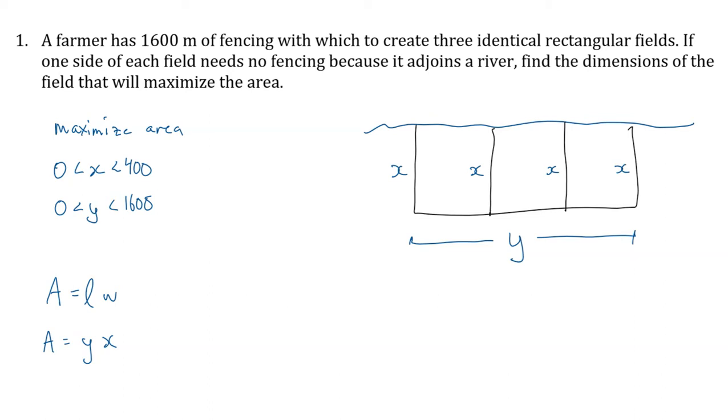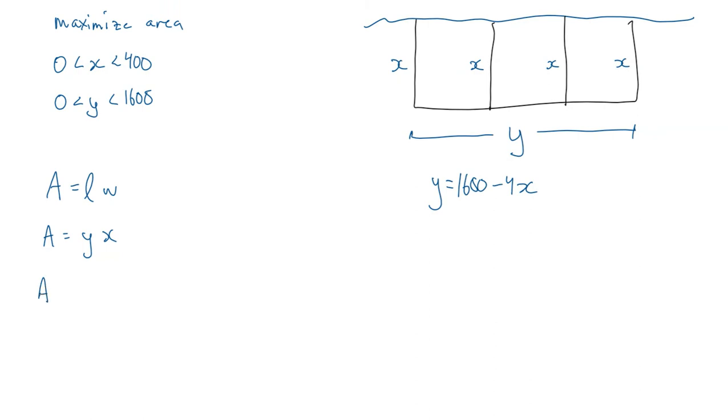You're on the right track. It would be y times 1600 minus y. Yeah, but I'm going to do it the other way. 1600 minus 4x. And there's your substitution. You'll notice often when we do this, we rewrite this using function notation, but you can only do that when you've got it in one variable.